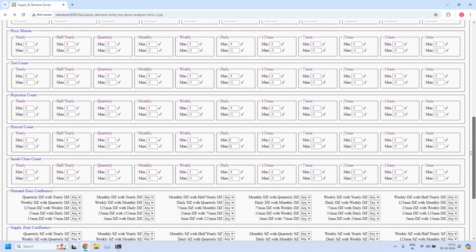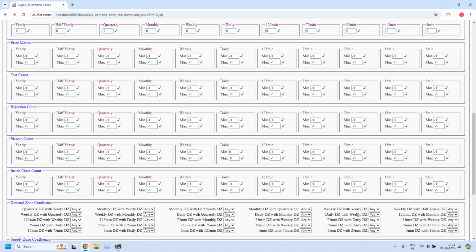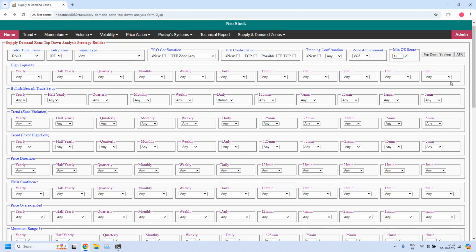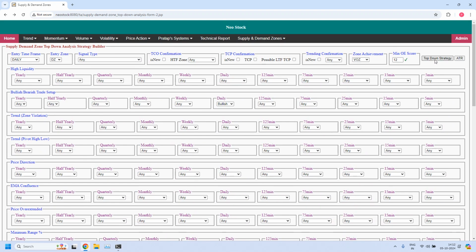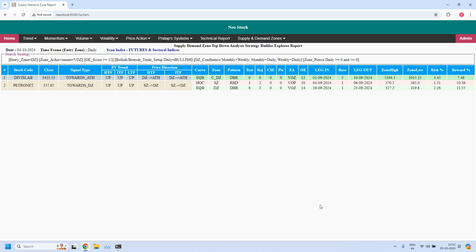Already the LTF and ITF filter is enabled, that is the daily and weekly demand zone confluence. Now I am enabling the filter daily demand zone with monthly demand zone confluence. And also I am enabling the filter weekly demand zone with monthly demand zone confluence. With all the three filters, we got LTF, ITF and HTF confluence. Let's verify. Only 2 stocks are filtered, because both the stocks have HTF zone in uptrend.